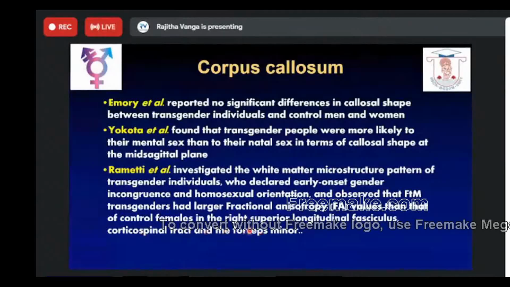He found differences in FA values in the right superior longitudinal fasciculus, the corticospinal tract, which is a descending tract, and the forceps minor, which is a part of the corpus callosum. So all these areas were found to have different FA values. FA can be better explained by a radiologist, but I will just say FA is the measure used in diffusion imaging, and it is thought to reflect fiber density, axonal diameter, and myelination in the white matter of the brain.